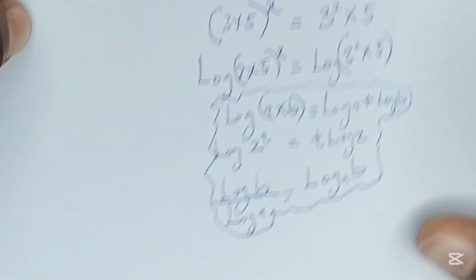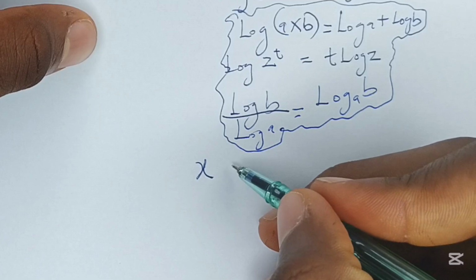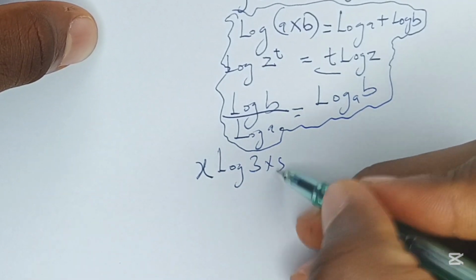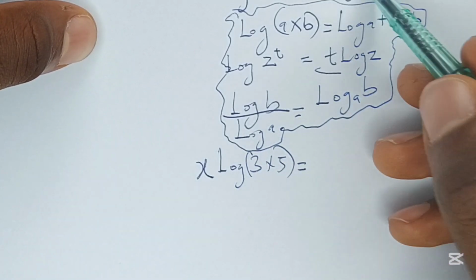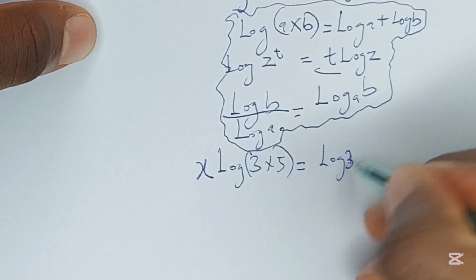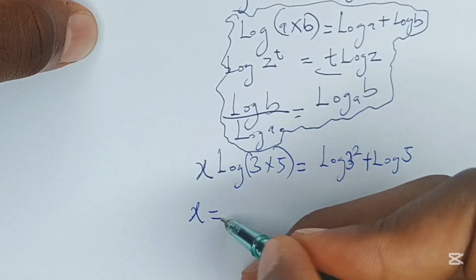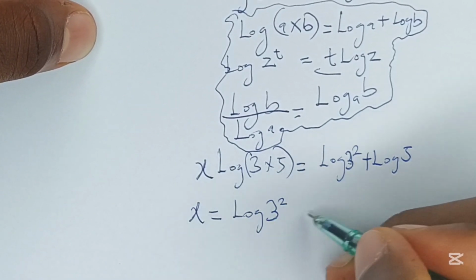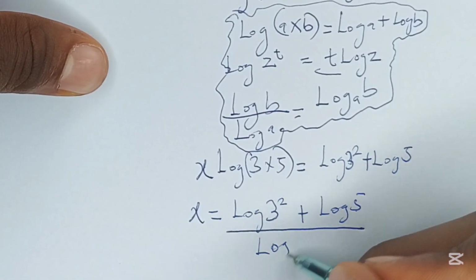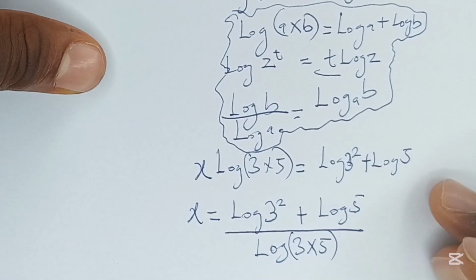Okay, now moving on, from this second law, this can be written as x times logarithm of 3 times 5 to be equal to, this one can be written as logarithm of 3 squared plus logarithm of 5. Now our x will be equal to logarithm of 3 squared plus logarithm of 5 divided by logarithm of 3 times 5. Now there's a reason I don't split this, and you'll see in a second.